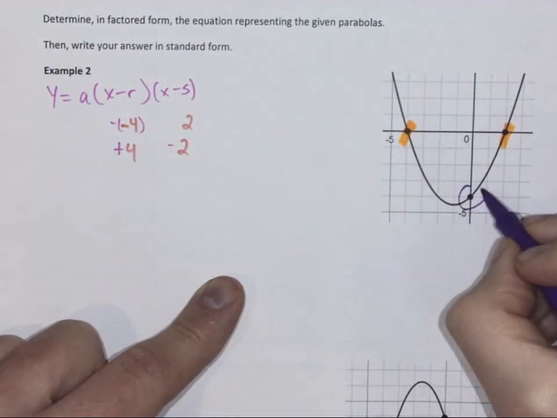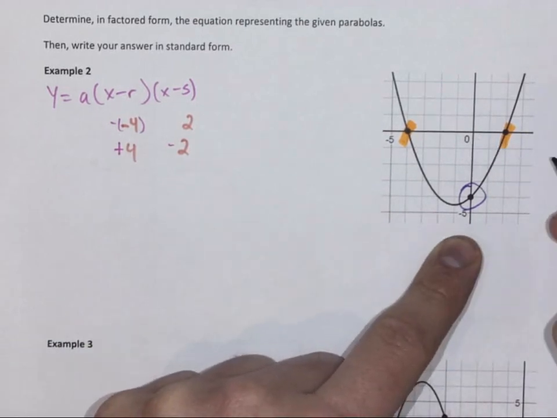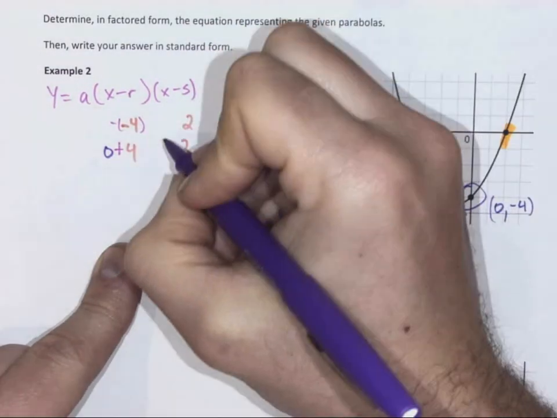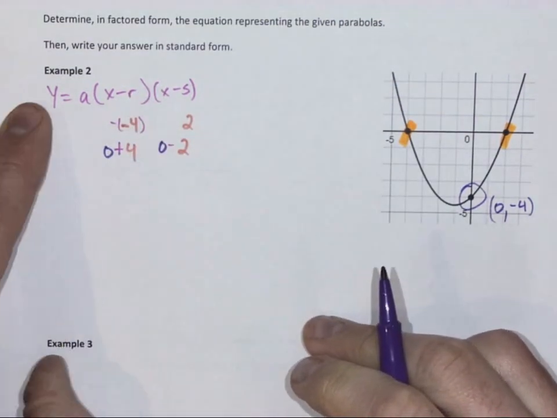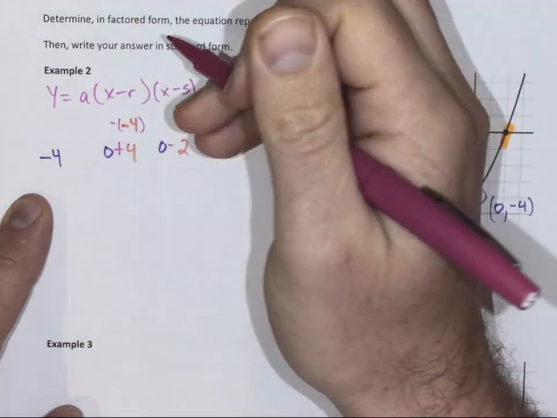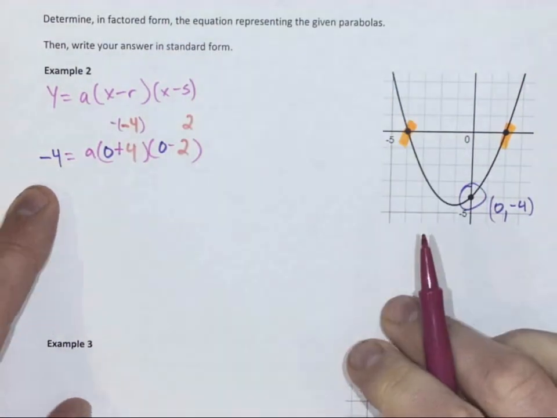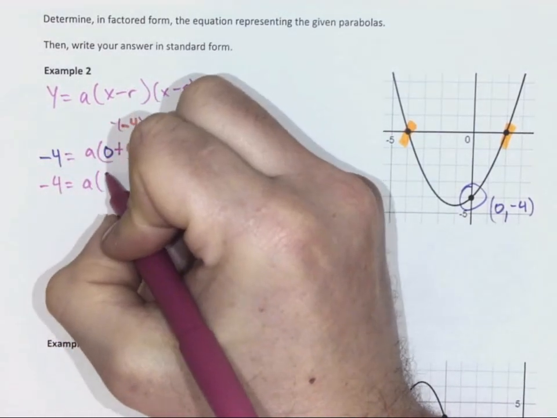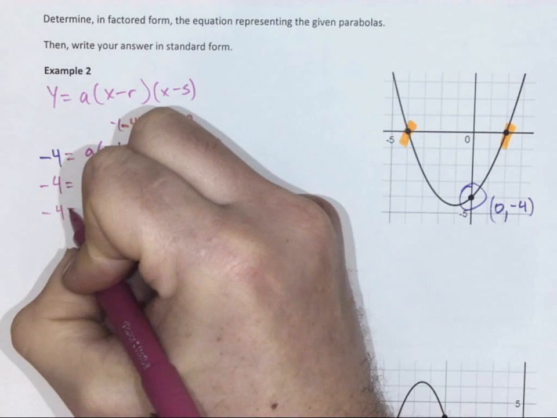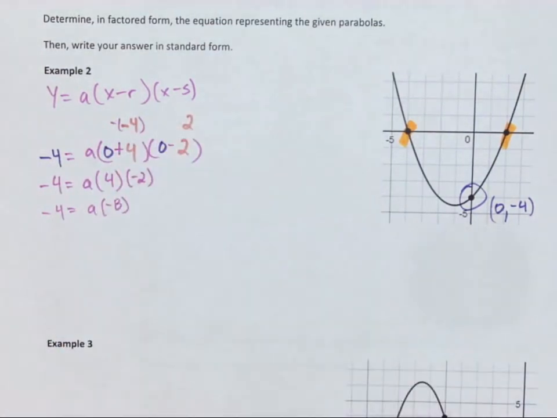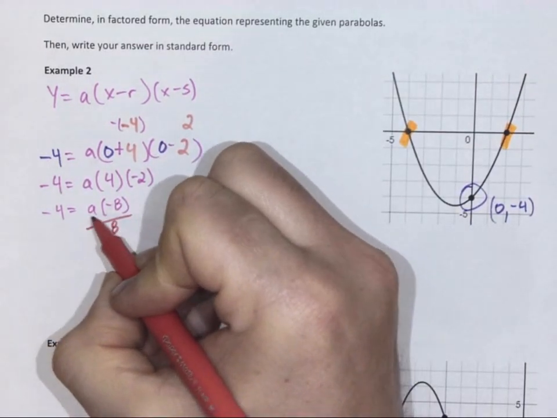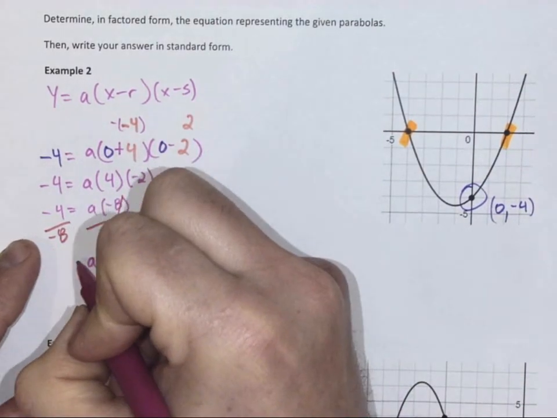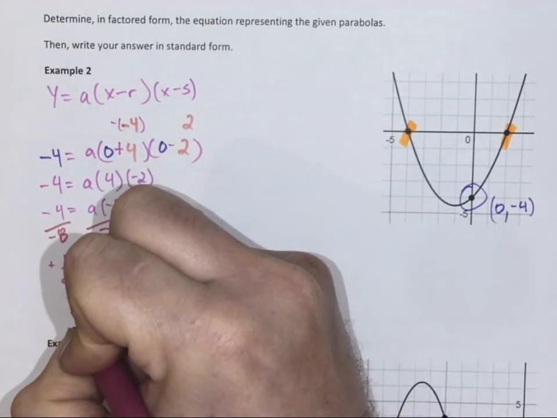The other thing I'm going to do is look for another point. And there's another point. That point happens to be 0, negative 4. So everywhere I see x, I'm going to put in 0. Everywhere I see y, I'm going to put in negative 4. At that point, the rest of the equation stays the same. A is my unknown. I need to add my brackets, and I'm going to solve. Negative 4 divided by negative 8 is going to give me a positive number. 4 over 8 can reduce to positive 1/2.